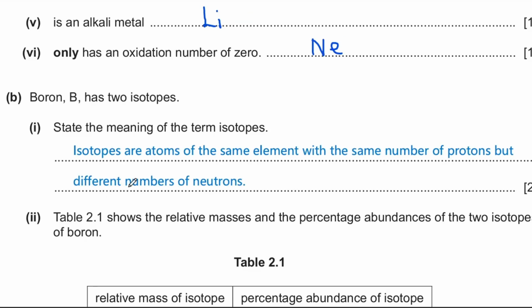Isotopes are atoms of the same element with the same number of protons but a different number of neutrons. Common mistake: if you forget to mention neutrons, you will lose some marks. So please make sure you mention your neutrons.